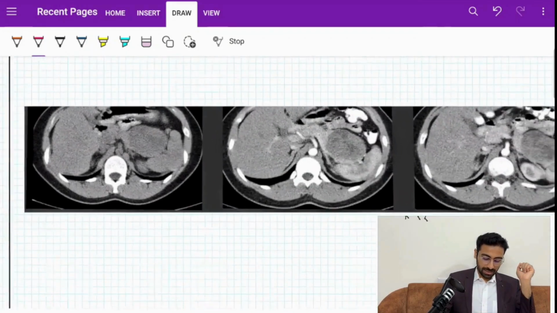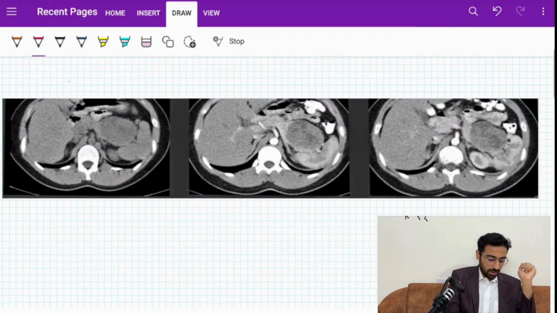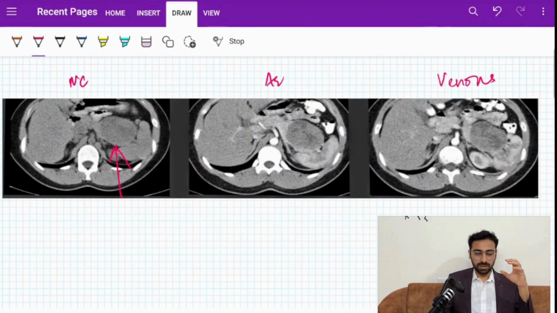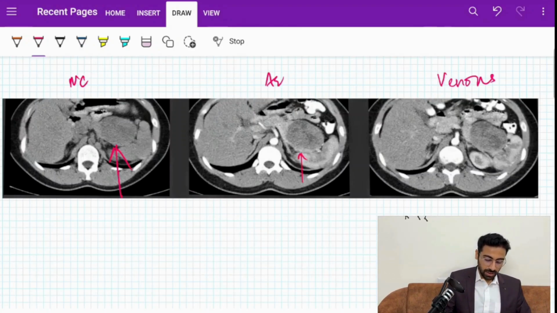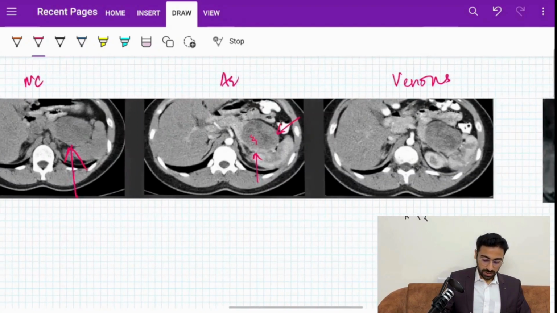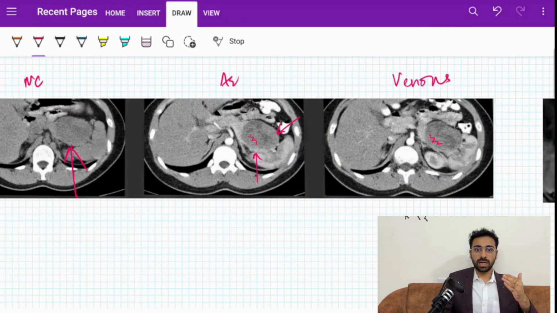Now, this is a classical example where I have shown the non-contrast. This is the arterial phase. This is the venous phase. In the non-contrast, we can see a well-defined mass that looks encapsulated involving the distal body and tail of the pancreas. In the arterial phase, the peripheral rim is well appreciated. However, the internal solid components are not enhancing so much. In the venous phase, we can see that these internal solid components have shown even more enhancement when compared to the arterial and non-contrast phase.